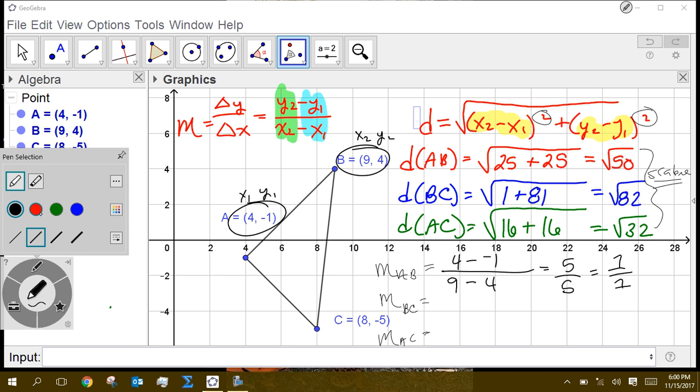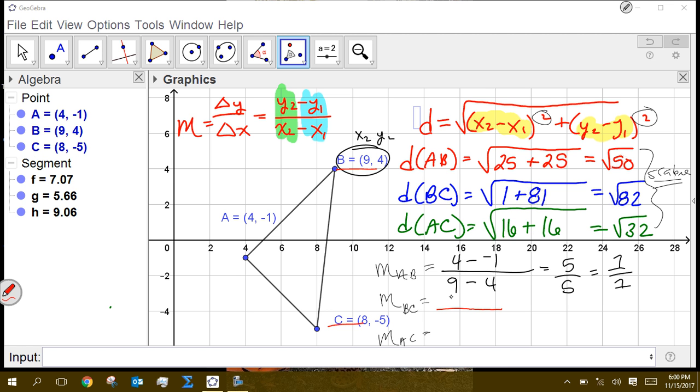When I want to do the slope of BC, I'm going to do the same thing, but now I'm going to be focused on these 2 points. So again, subtract my y's, so I go 4 minus negative 5, and then we'll subtract my x's, so I go 9 minus 8. Make sure you got the right order. So up top, that's going to give me 4 minus negative 5 is 9. On the bottom, I get 1. So my slope there is 9 over 1.